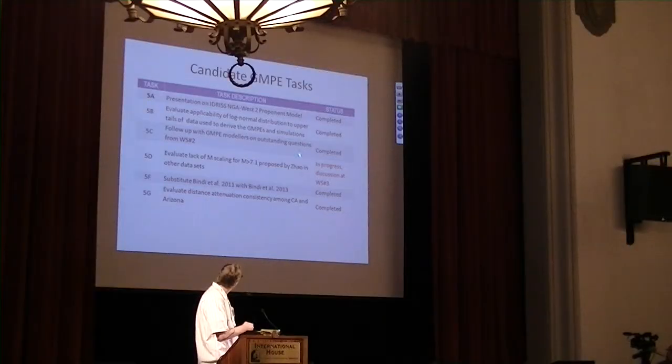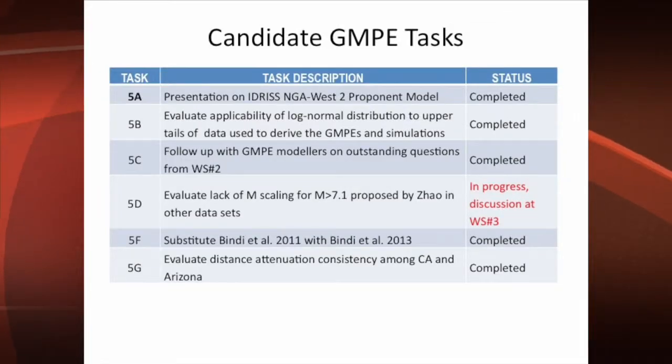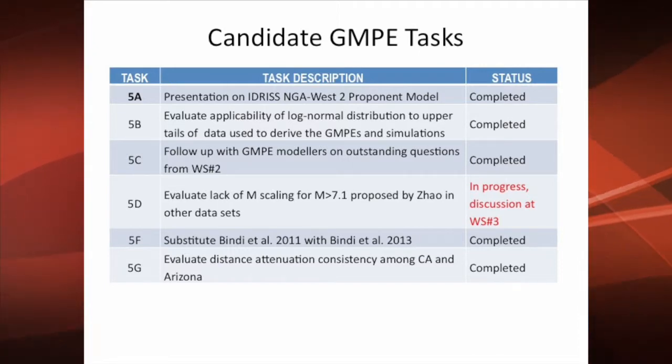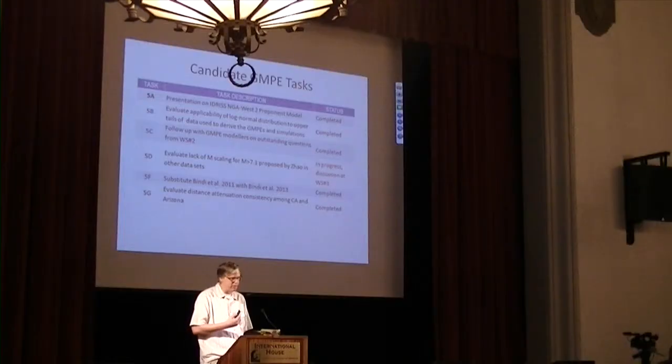Issues we still have about the magnitude scaling, such as the lack of magnitude scaling above magnitude 7.1 proposed by Zhao. Do we see that in other data sets? That's still something that's going on and we'll be discussing.